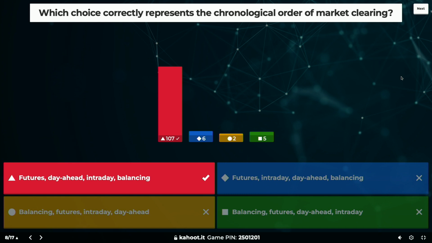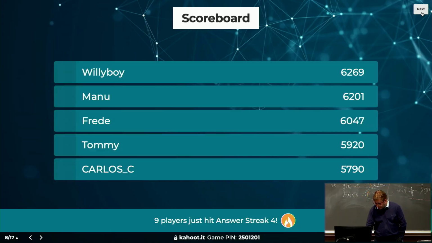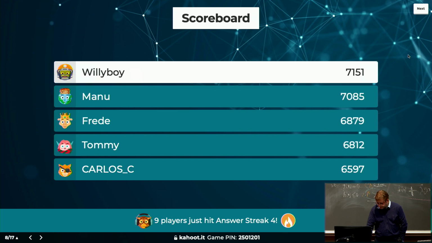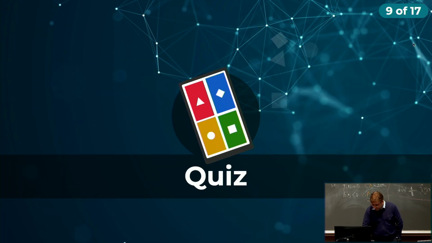Very good. The chronological order is first futures, then day-ahead, then intraday, then balancing. The majority found the right answer. Still Willy boy. Quiz 9.